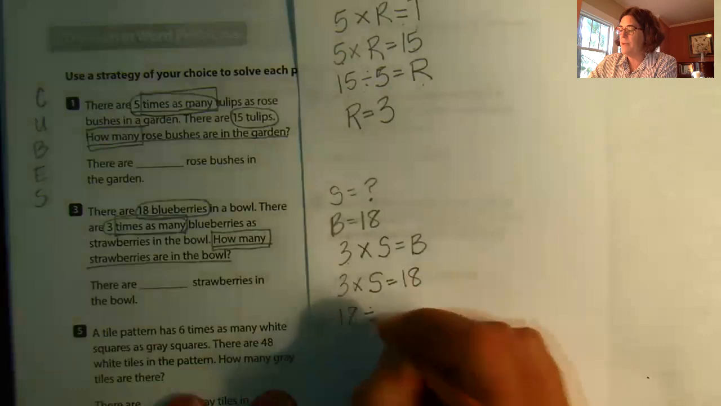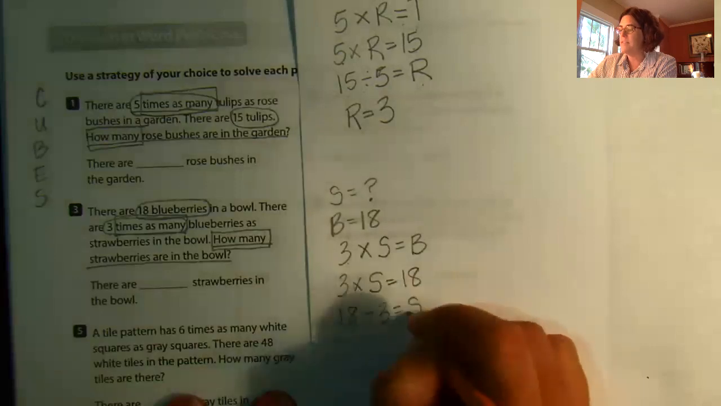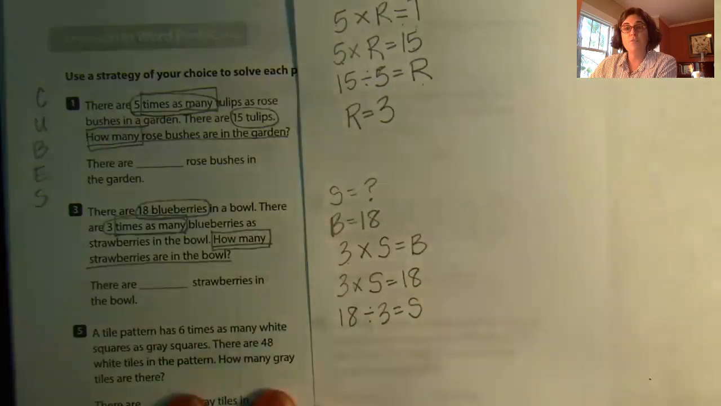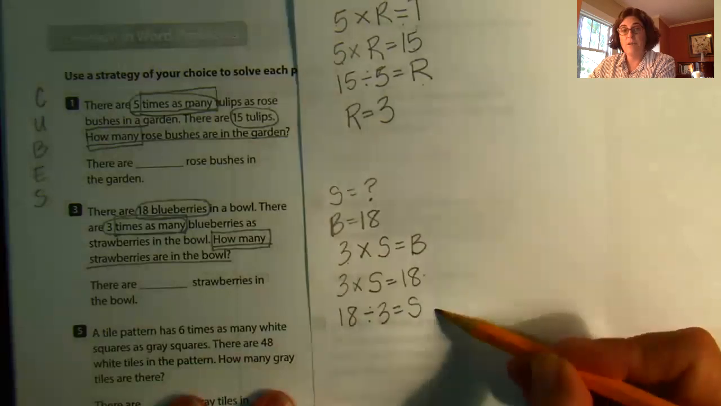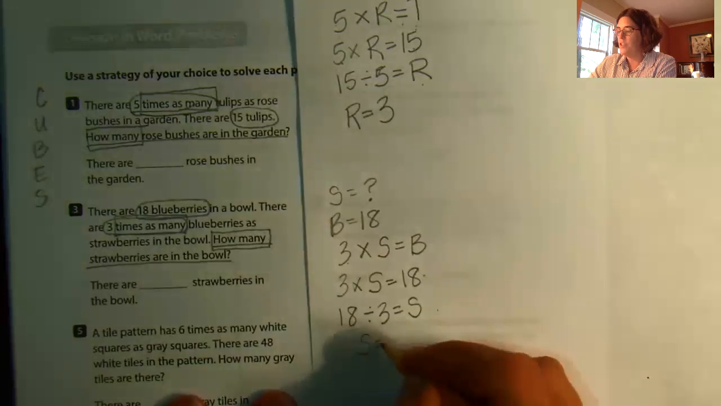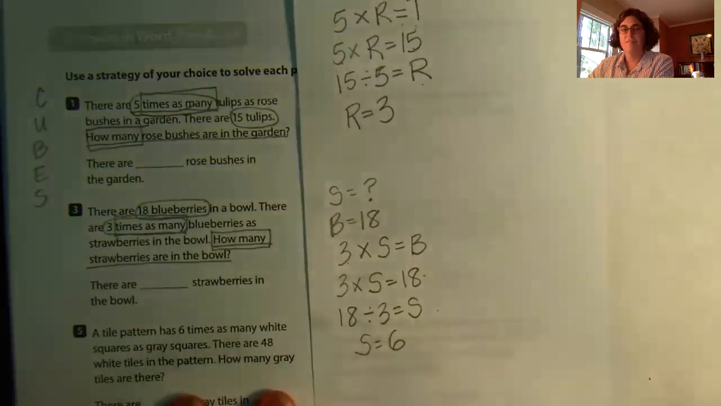18 divided by 3 equals S. Because remember, in division, we're given the total and one part. In multiplication, we're given both parts and not the total. So now we can solve it either way. 3 times what number equals 18, or 18 divided by 3 equals what number? No matter how you solve it, you'll end up with 6.